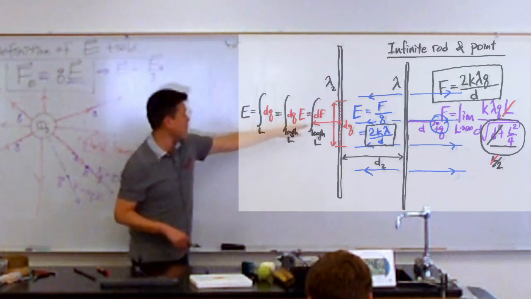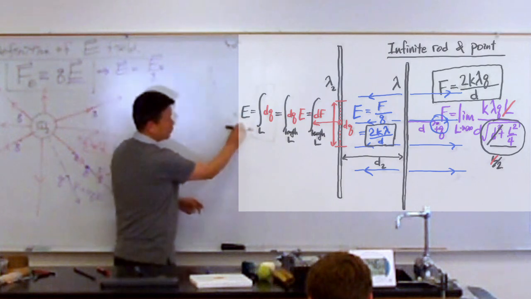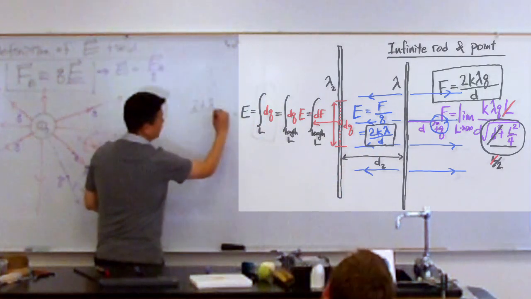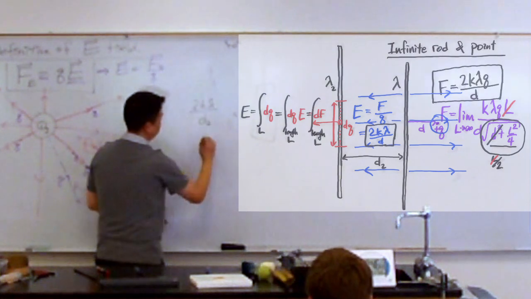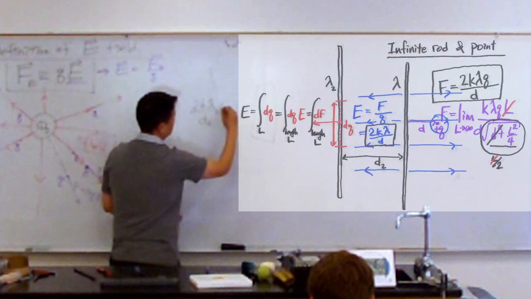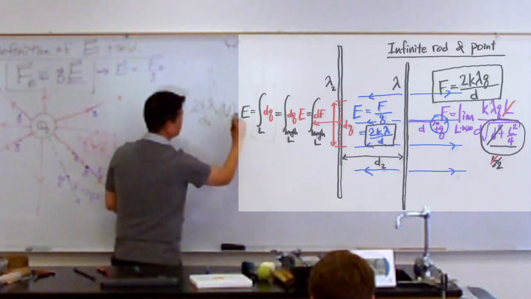So this force can be easily calculated as just the electric field. I'll look it up here. 2k lambda over d2, that's the new distance, times the amount of charge in the segment. So lambda 2 times L.